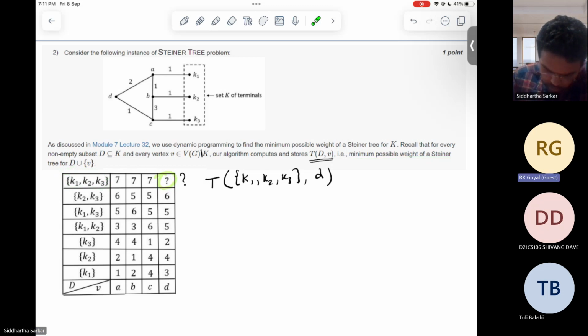So, will it be similar to the previous case? Can we write it as the minimum of T of K1, minimum of T of the, yeah, I was just trying to guess, but then it probably would be different. Yeah, that's fine.